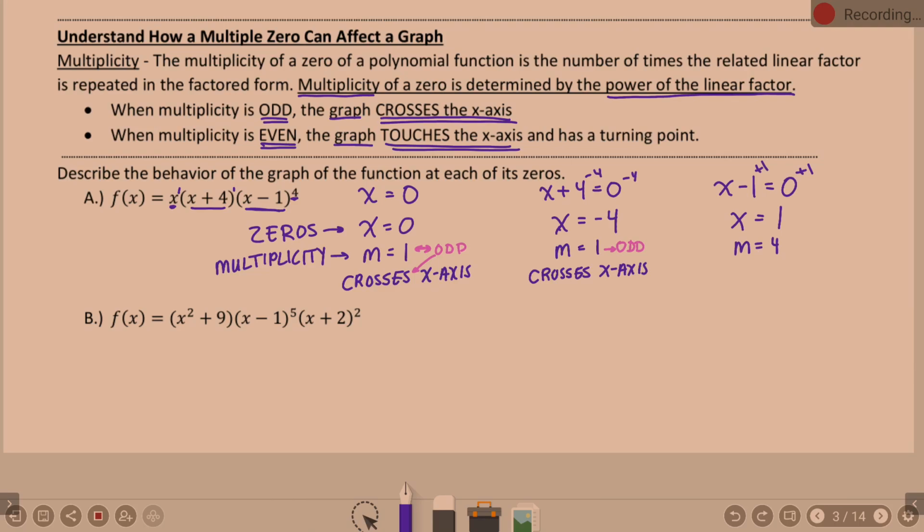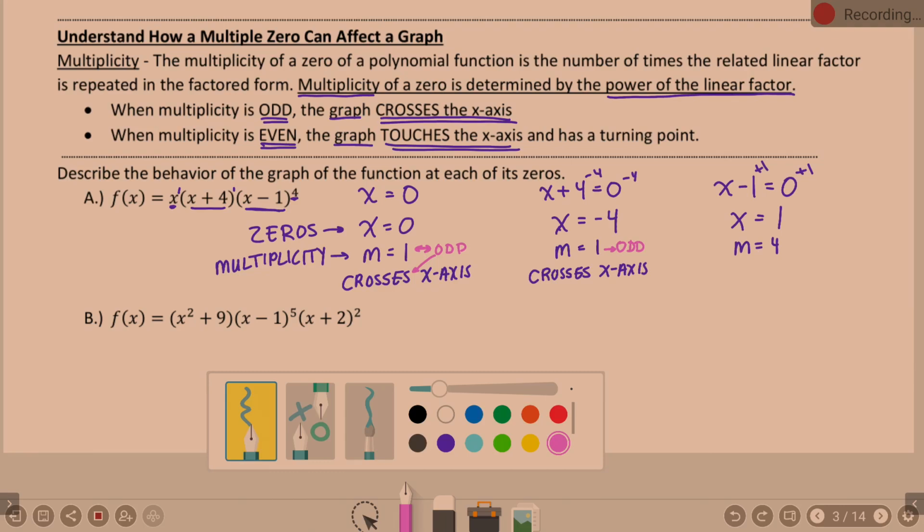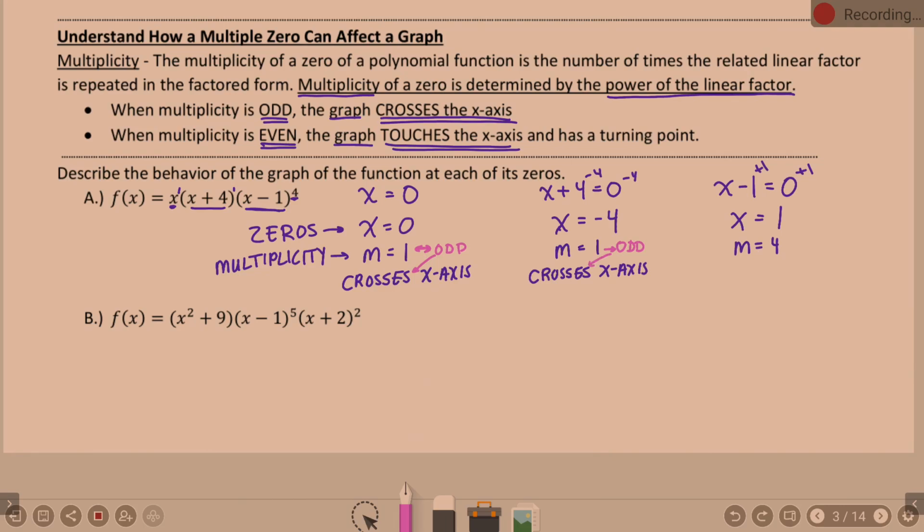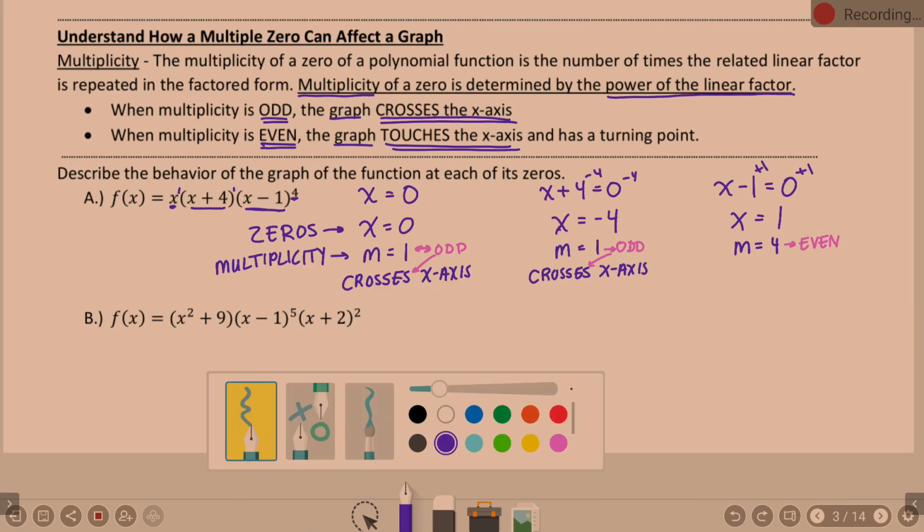Okay. And lastly, what about the multiplicity of 4? What do you know about the number 4? It's even. What do my directions say if the multiplicity is even? The graph is going to touch the x-axis. So here, I'm going to state that my graph touches the x-axis.